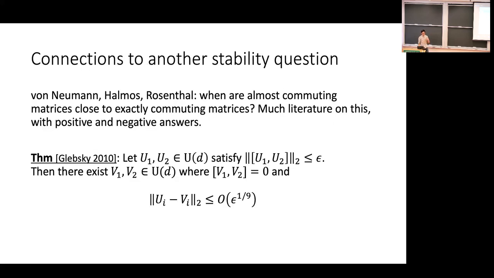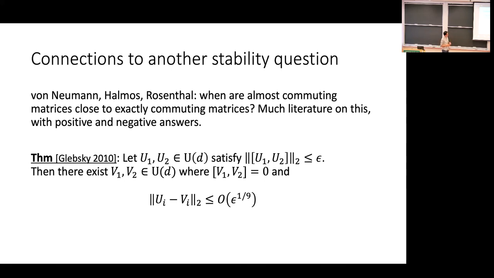Okay, and now this connects to something that George raised. Here's another well-studied question in stability, which is very similar. It was raised by von Neumann, Halmos, Rosenthal and others. If you have matrices that almost commute, when are they close to exactly commuting matrices? There's a ton of literature on this, and I think people here probably know much more about it than I do. There are positive and negative answers: there are cases when they are close, and other cases when they aren't.